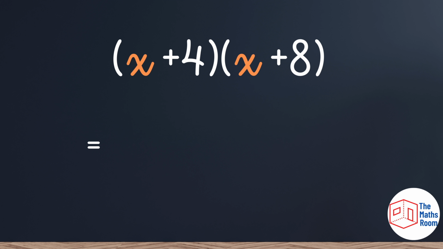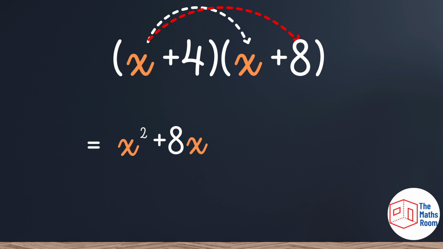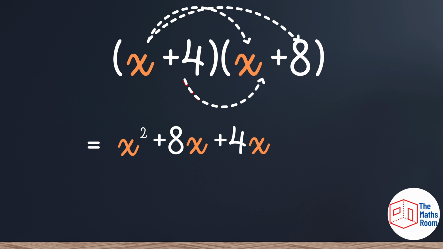I always recommend showing the steps with loops, and as soon as you draw your loop or arrow, write down the solution that you get. So x times x is x squared. And then x times 8 gives you 8x. And now we need to do exactly the same with the 4. 4 times x gives us 4x. And then 4 times 8, which gives us 32.